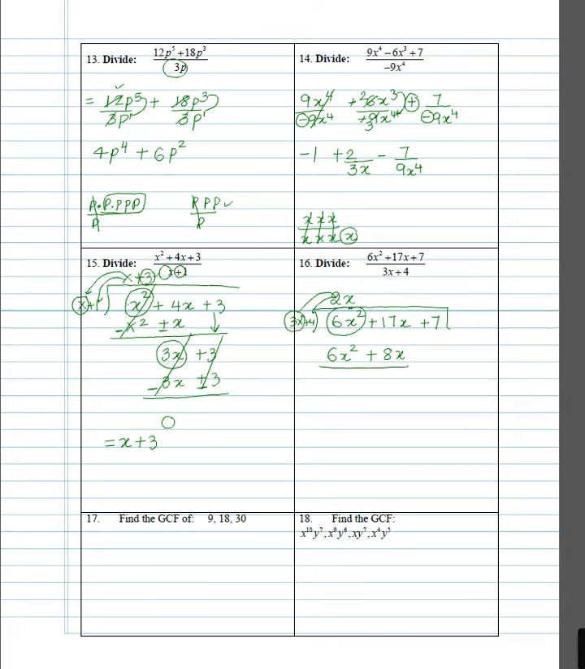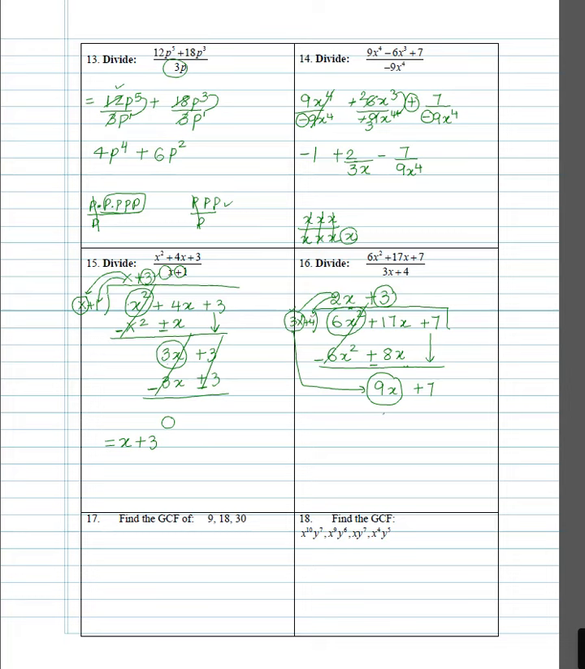Remember what you do in division? Subtract. The first term should always get cancelled. 17 minus 8 is 9x. I bring down my 7 and circle my first term here. Now 3x goes into this 9x how many times? Positive 3 times. And then I multiply this 3 with 3x and with 4.